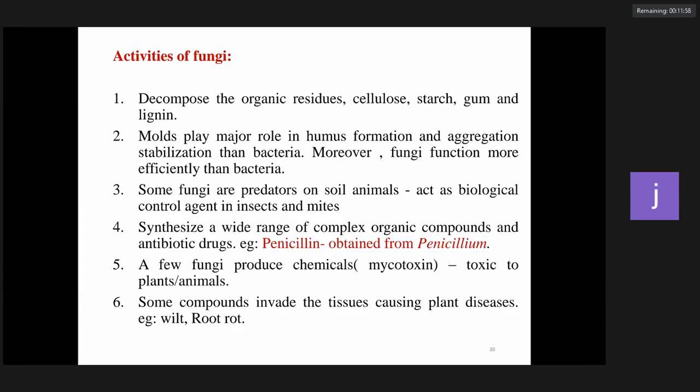Fifth one, a few fungi produce chemicals, mycotoxins, which are toxic to plants and animals. The last one, some fungi invade the tissues causing plant disease. Example, bunt and root rot.